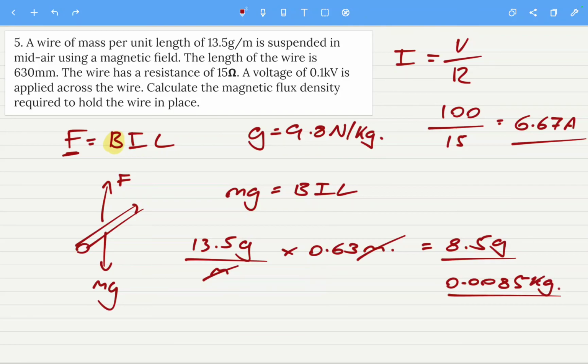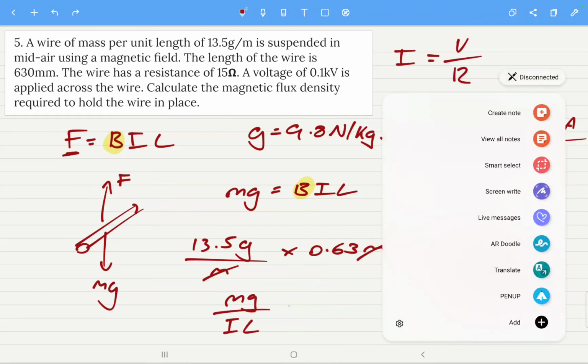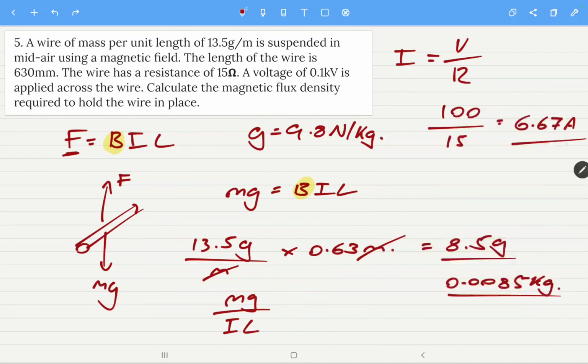Right. So now we've got mg equals BIL. We need to rearrange to make B the subject. So to do that, we need to get rid of a times I and a times L on the right hand side. To move them to the other side, we do the opposite and we need to divide by IL instead. So mg divided by IL will give us the magnetic flux density. Then we just need to put our numbers in.